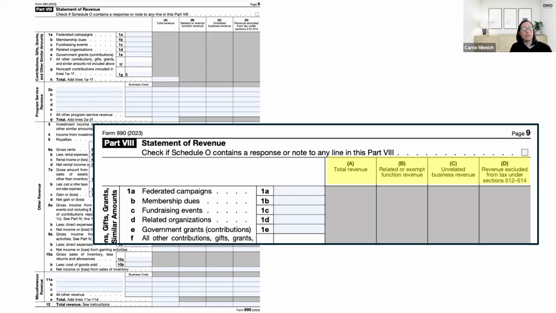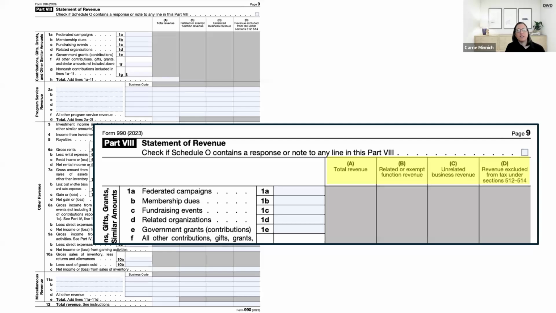Unrelated business income. So if you have advertising income or rent income on debt-financed property, you might have some unrelated business income. So that would go in column C. Or revenue excluded under a certain section of the IRC code in column D. So that would be like interest income, gains and losses on investments or property. That income is specifically exempt, excluded for nonprofits, and so that would go into column D.